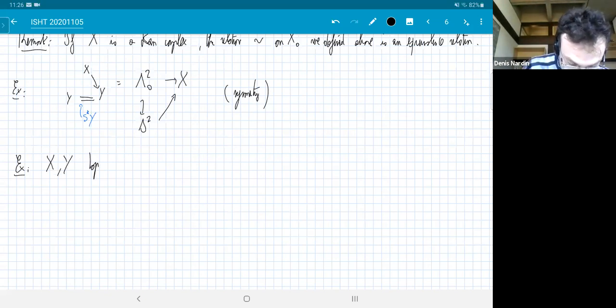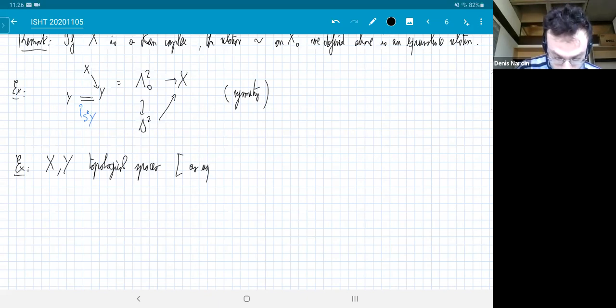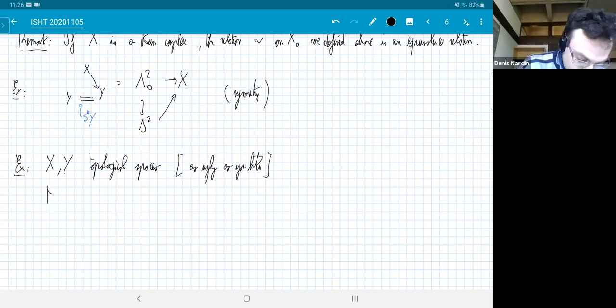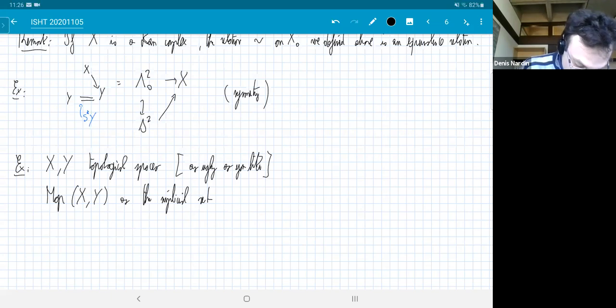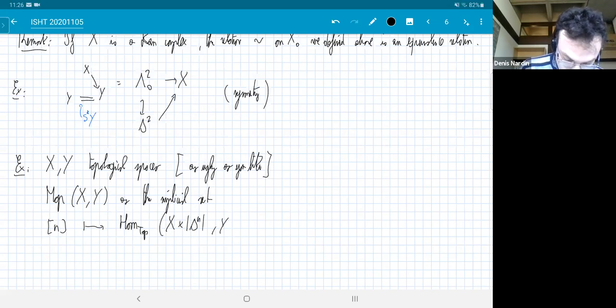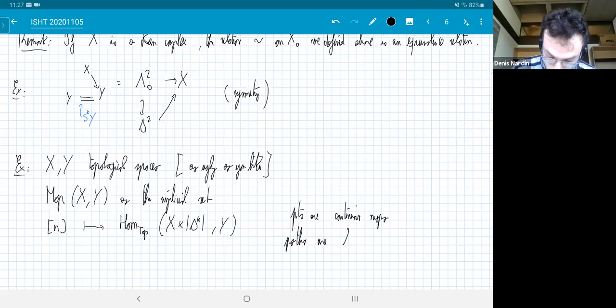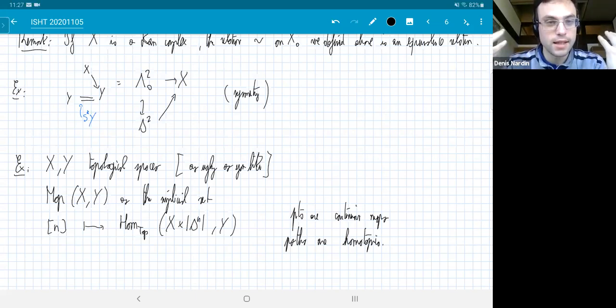So take X, Y topological spaces. And here, in fact, we can take them as ugly as you like. They don't need to be compactly generated here, technically, for this story to work. You can define Map(X, Y) as the simplicial set that sends n to continuous maps from X times Delta n into Y. And notice that here points are exactly continuous maps and paths are homotopies.